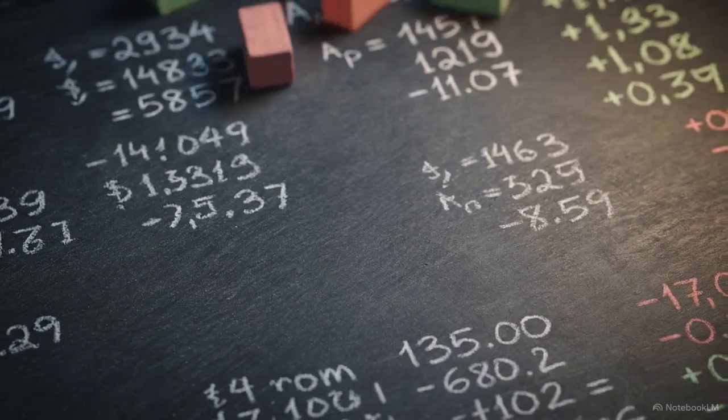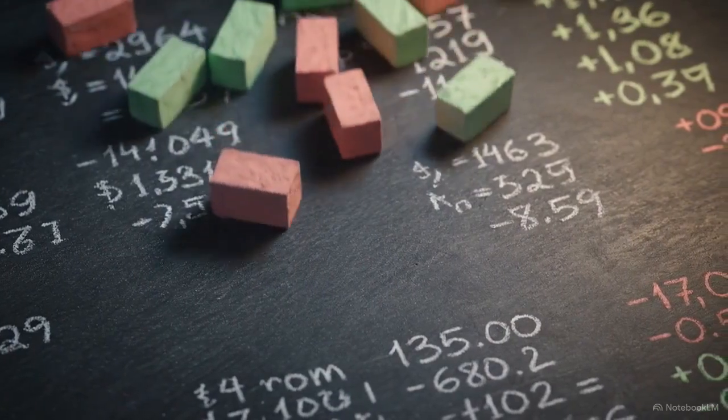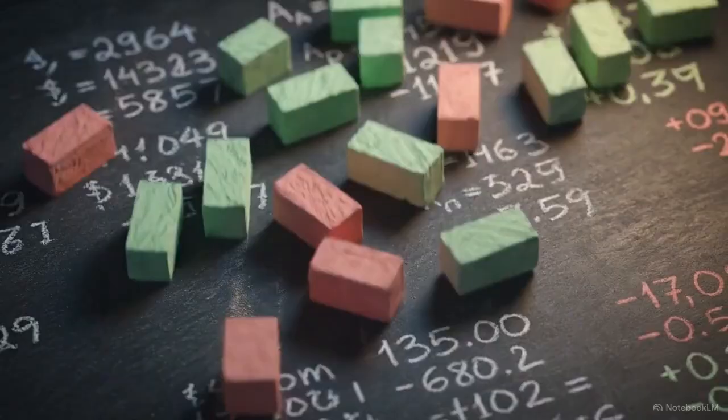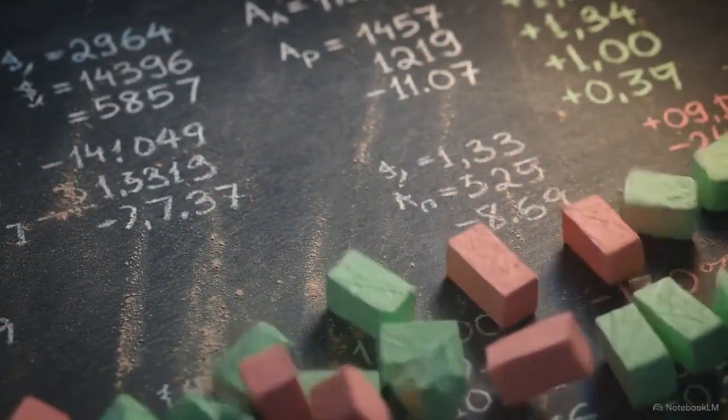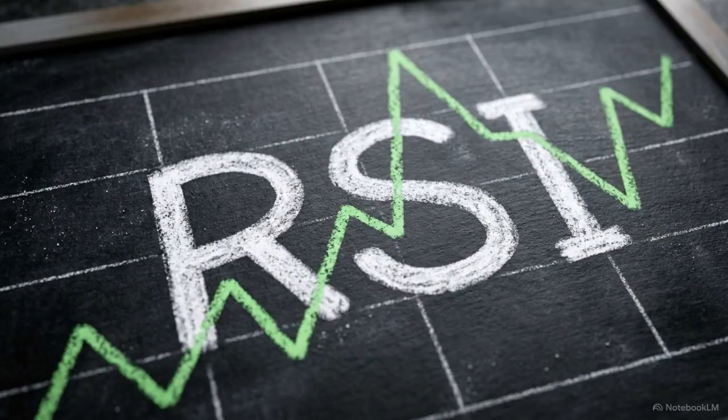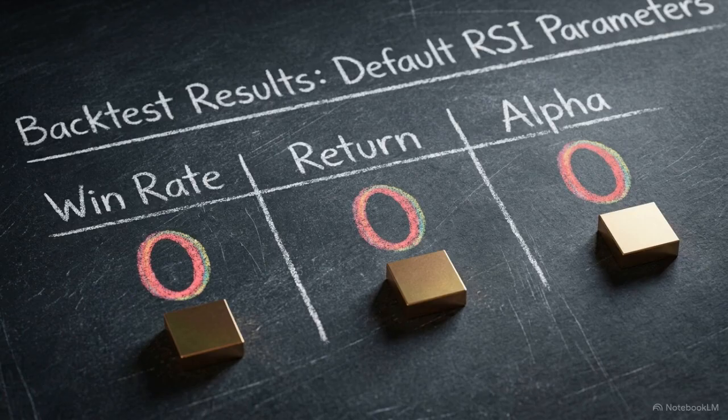In today's trading, modern financial markets process gigabytes of pricing data every millisecond. Parsing this noise requires immense mathematical precision. The Relative Strength Index, or RSI, is the most widely applied momentum oscillator in the world. Yet, rigorous quantitative backtesting reveals that its standard parameters generate zero statistical edge.